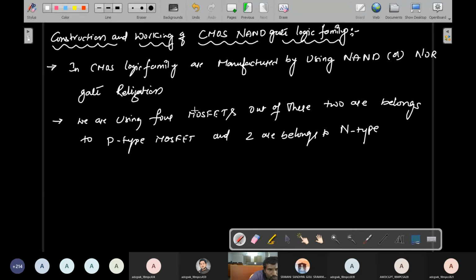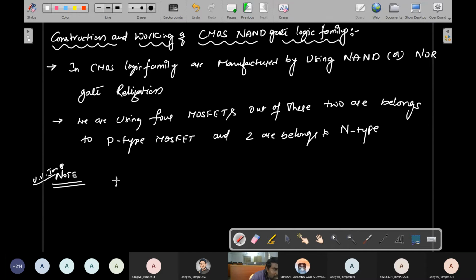So we are using 4 MOSFETs in the NAND gate realization, but out of these 4 MOSFETs, 2 belong to P-type material, the P-type MOSFETs, and the remaining 2 belong to N-type MOSFET. Okay, see, one important node point to operate this. If you know this node point, then only you can understand the operation. So every time you write the CMOS NAND or NOT gate logic combination, you have to remember this very important operation node point.